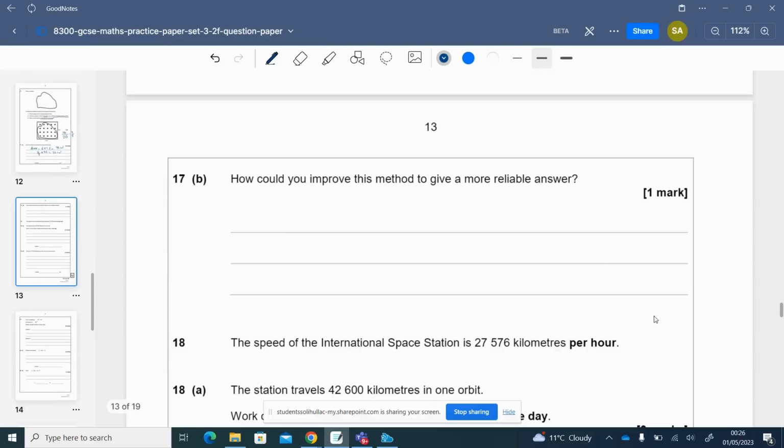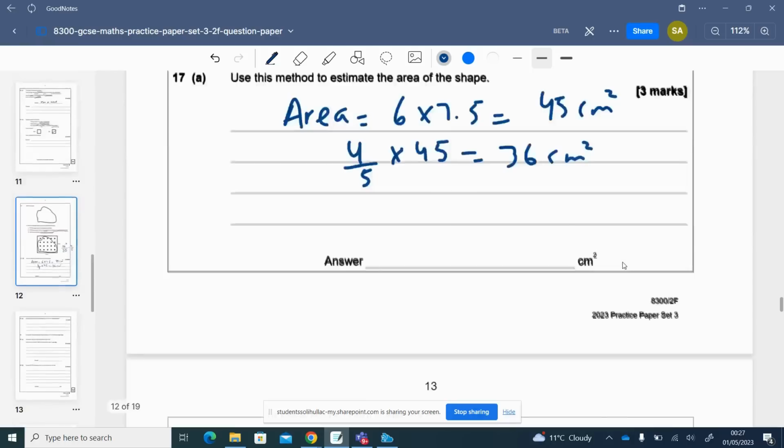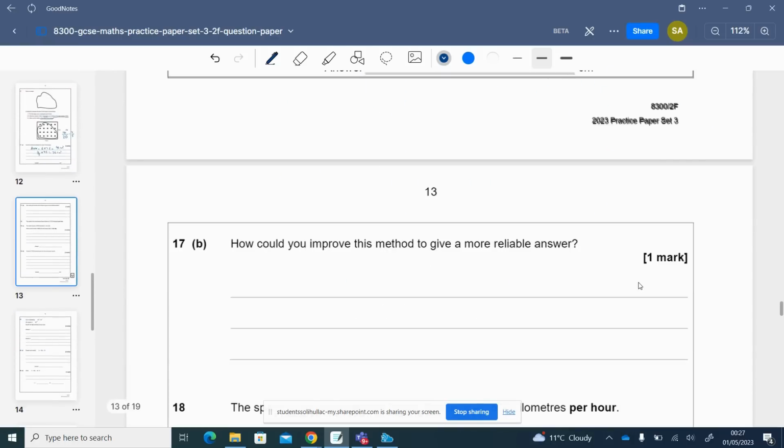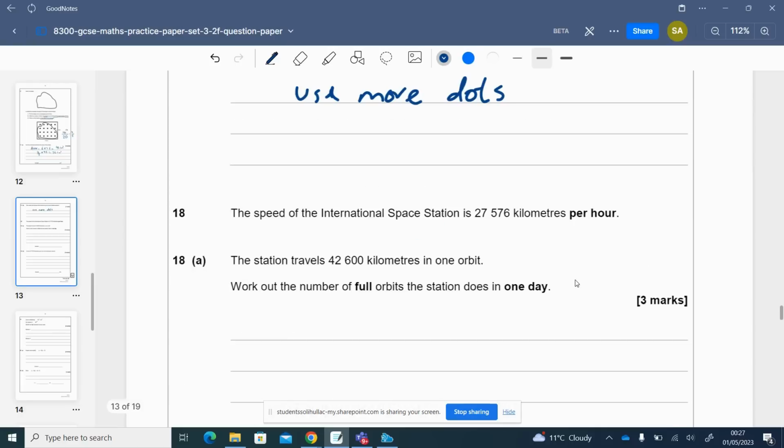Now 17b says, how could you improve this method to give a more reliable answer? Because the dots are quite separate from each other, you can say that she can use more dots, or the space between the dots should be less, so they can have a more precise answer.